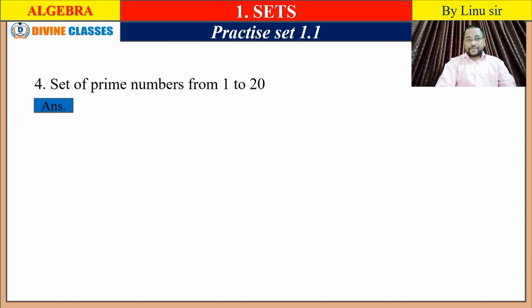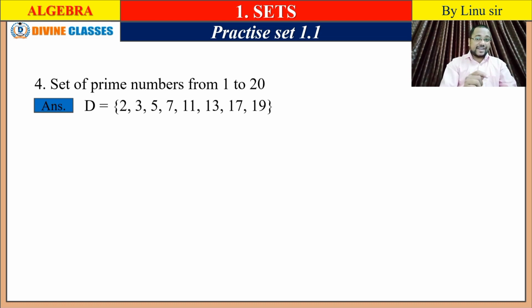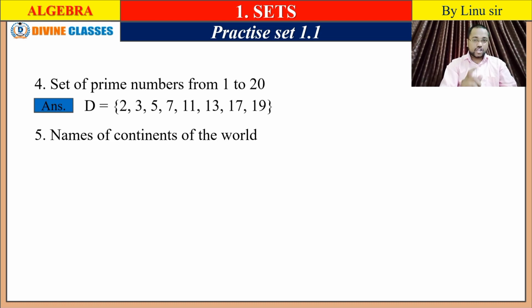Fourth question, set of prime numbers from 1 to 20. So prime numbers we know it is 2, 3, 5, 7, 11, 13, 17, 19. So we have to stop it here. Why? Because the limit is still 20. Yes or no? It is between 1 to 20 they have asked. So we have to stop till 19.